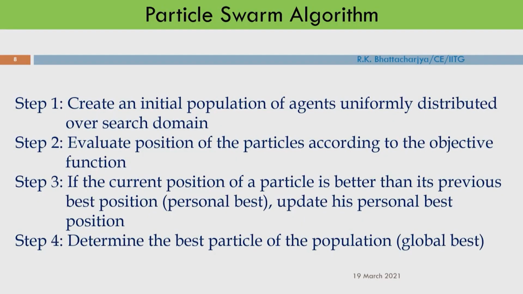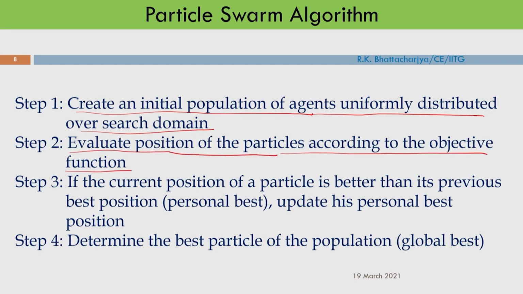Step 1: we will create an initial population of size n, uniformly distributed over the search domain. I can use any uniform distribution to generate this population, and once I have this population, we will evaluate the position of the particles according to the objective function. I can use any fitness function, which you get from the objective function, and you can evaluate the particles.